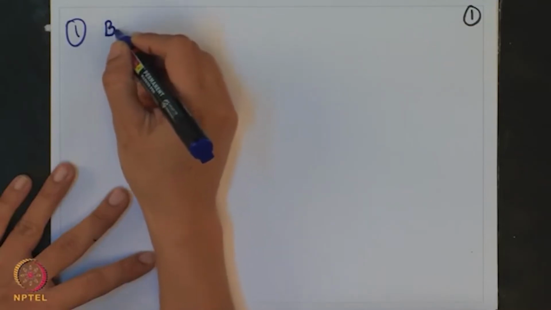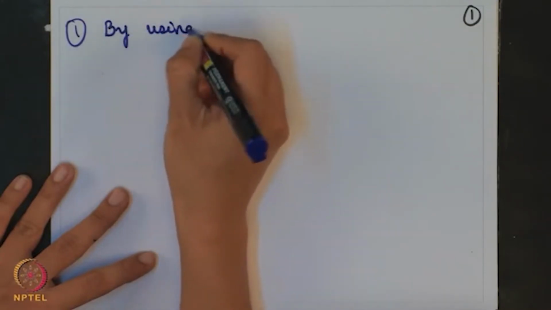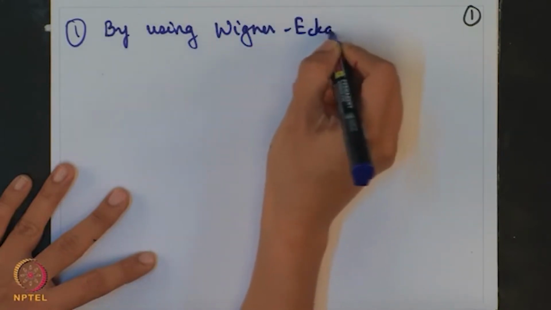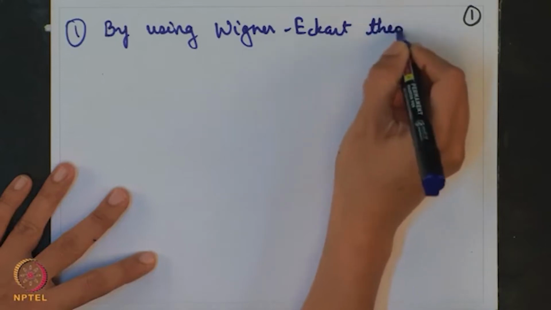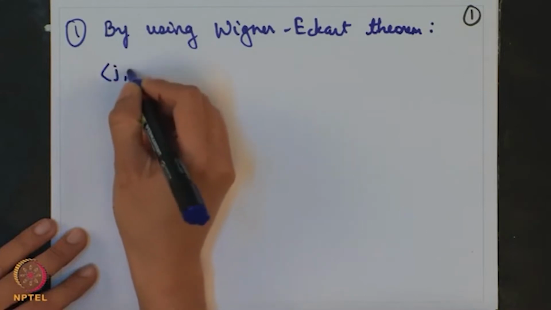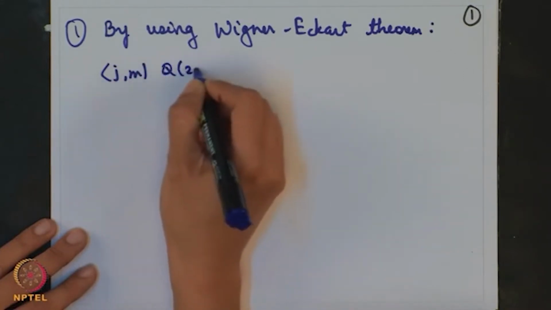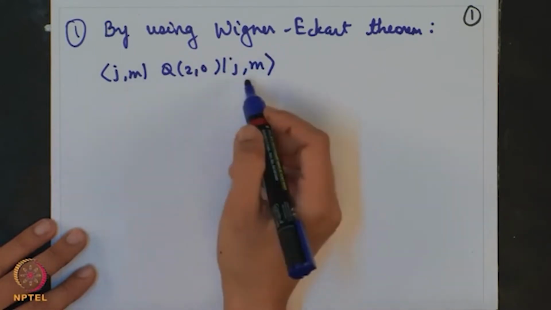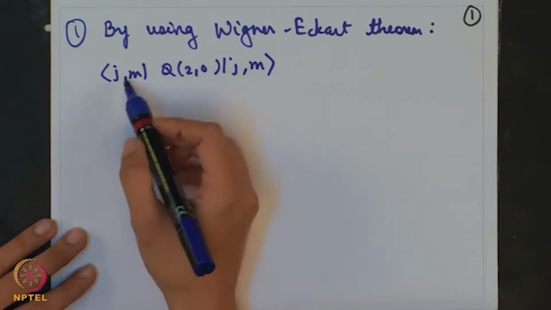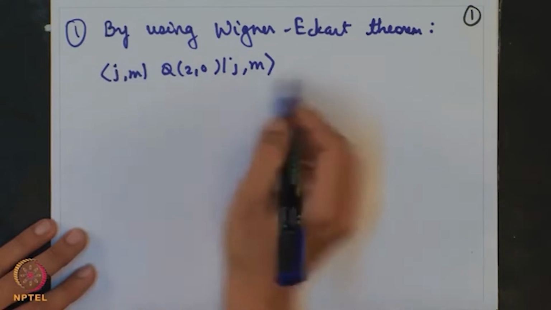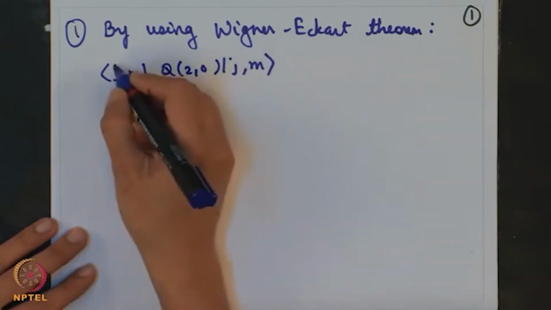So, first step would be, you know what the Wigner-Eckart theorem is. So, by using the Wigner-Eckart theorem, you know actually that J m q 2, 0 J m. Here J1 is equal to J2 is equal to 1 and m1 is equal to m2, or you can write it as S comma m. I am just writing it as J comma m. So, it is a spin state.